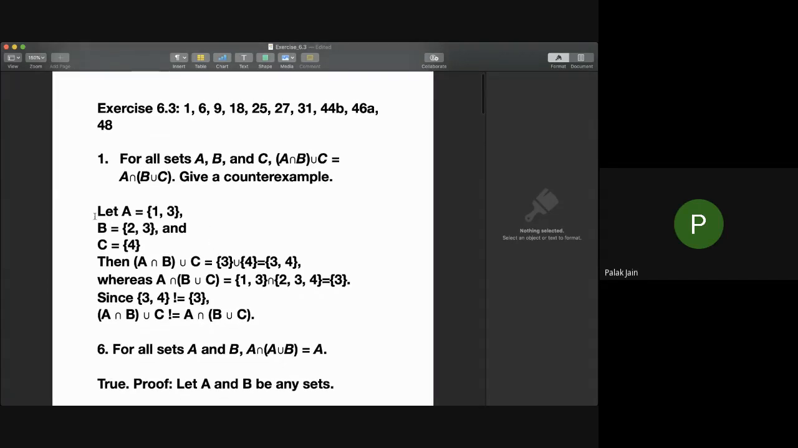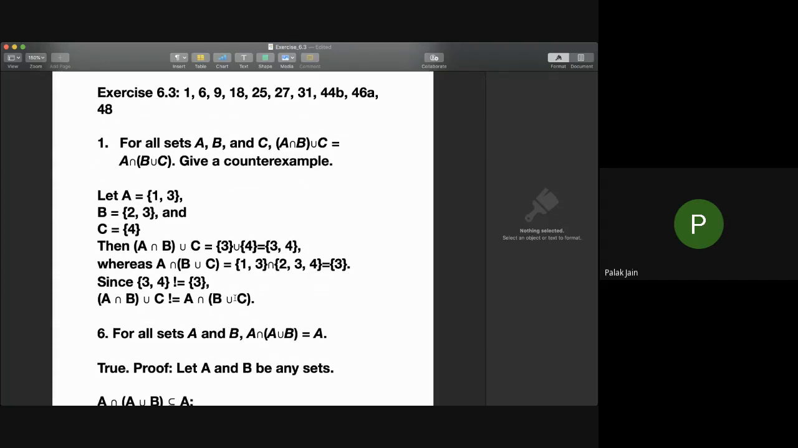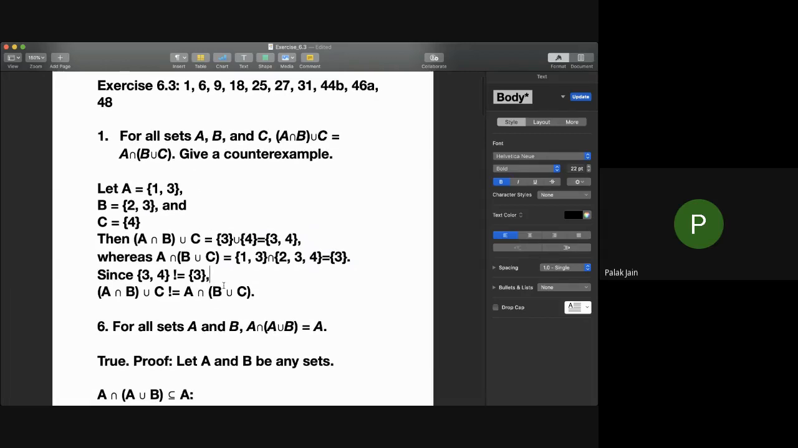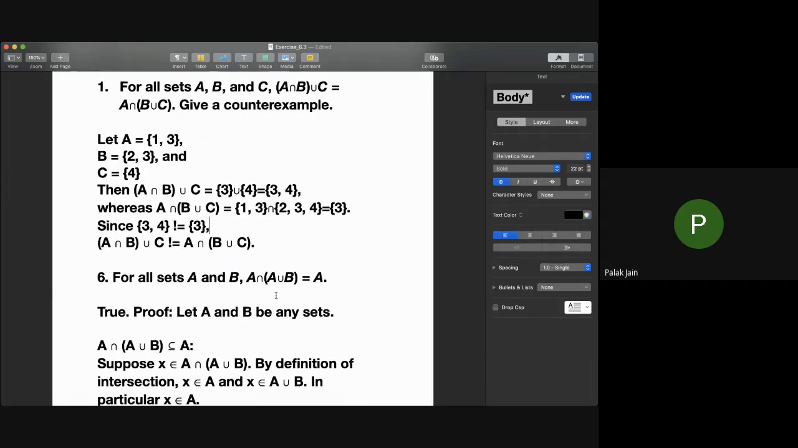So this is an example. If the set A has 1 and 3, and B has 2 and 3, and C has 4, then we can find (A intersection B) union C as {3} union {4}, which is {3, 4}. So the final set is 3 and 4. Whereas for the other part, A intersection (B union C), you have to find the intersection between {1, 3} and {2, 3, 4}, which is equal to {3}. So now if you look at these two lines, {3, 4} is not equal to {3}. And then you can say that (A intersection B) union C is not equal to A intersection (B union C). The difference is in the bracket. Any questions?